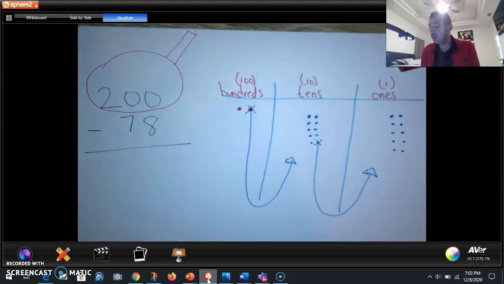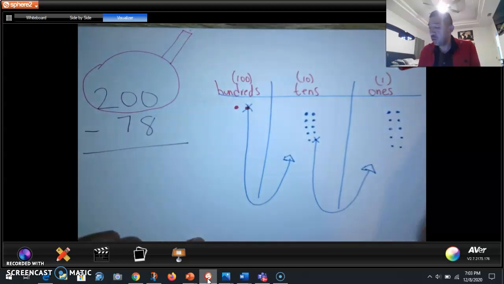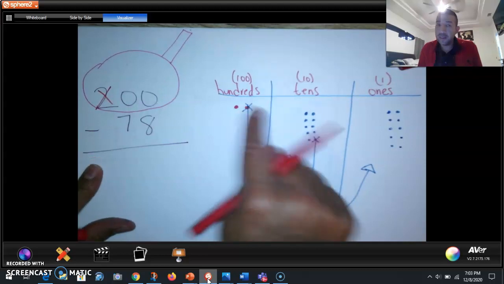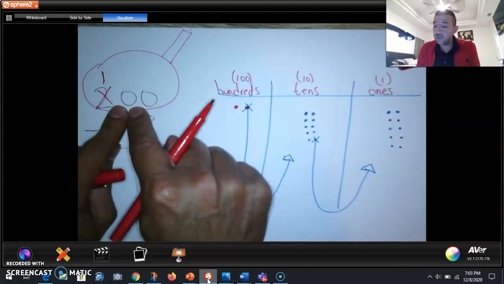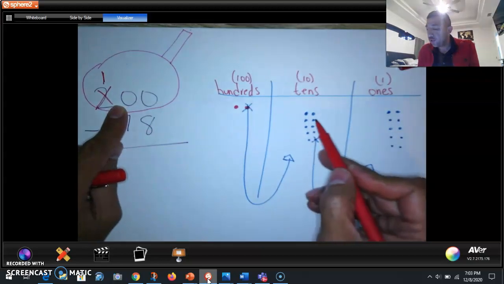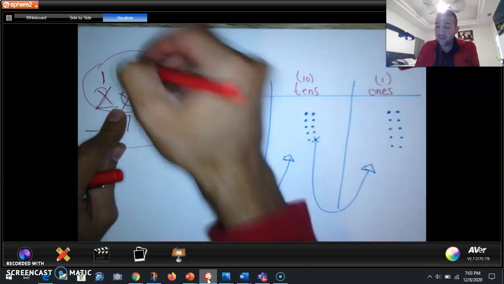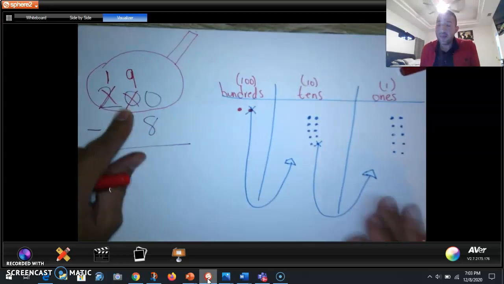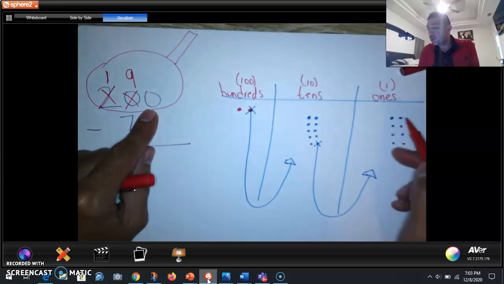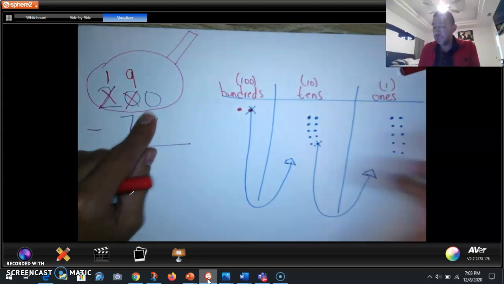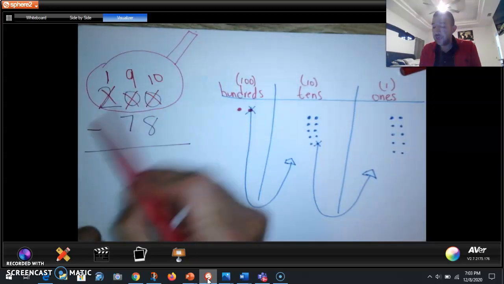Now, boys and girls, now that we unbundle, we decompose, we have to rewrite our whole. That 200 is now 100. That 0 tens is now 1, 2, 3, 4, 5, 6, 7, 8, 9 tens. Okay, write it down. That 0 ones is now 1, 2, 3, 4, 5, 6, 7, 8, 9, 10.